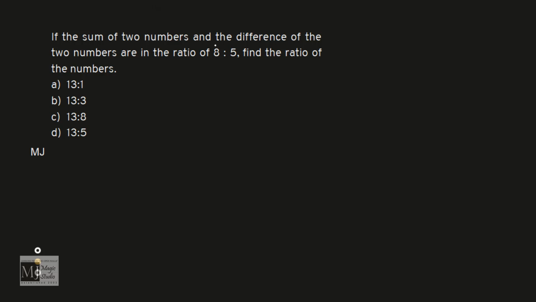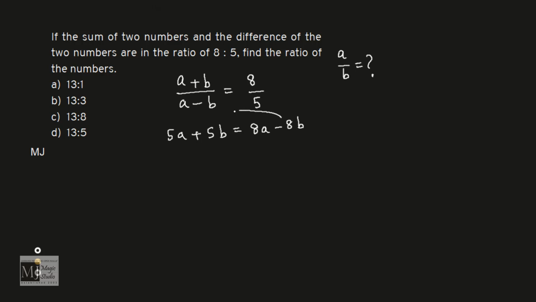If the sum of 2 numbers, that is like a plus b, and the difference of the 2 numbers, a minus b, are in the ratio 8:5, find the ratio of the numbers. We need to find a by b. Okay, we can solve this. We can do like 5a plus 5b equals 8a minus 8b. So this will go there, it will come here. 13b equals to 3a. So a by b is 13 by 3. So 13:3 is the answer. We can multiply across, and we can solve and find a by b.